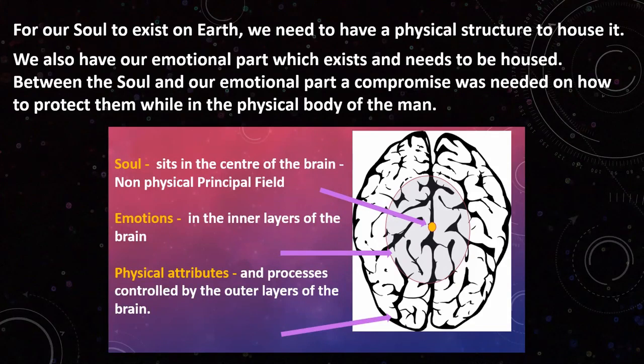And when you have a look at the picture of the brain there, we have the soul, which sits in the middle center of the brain. It's a non-physical dimension. We then have the emotions, which are the different layers surrounding the soul of the brain. And then we also have the outer areas of the brain which control more the physical aspects of our body. So for the soul to exist on Earth, we needed to have it housed in this physical structure, creating the brain and the emotion from the interaction of the soul with the physical structure of our body.